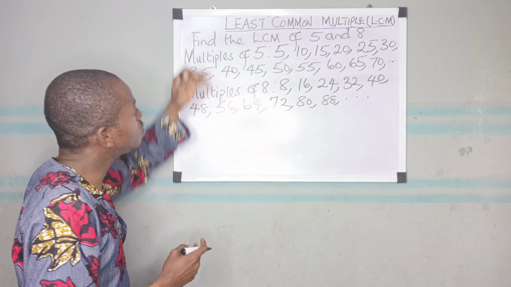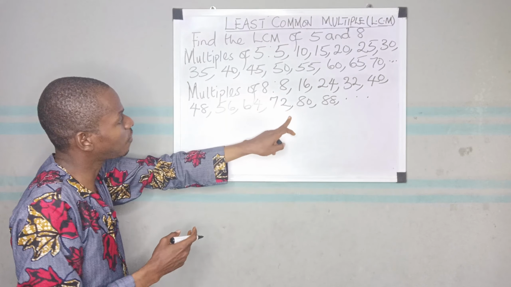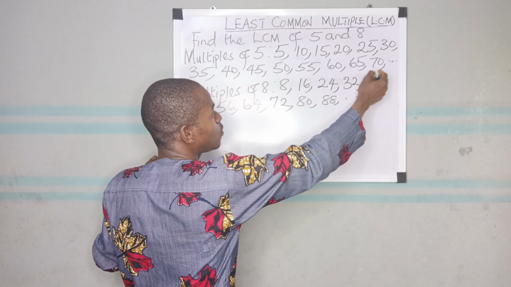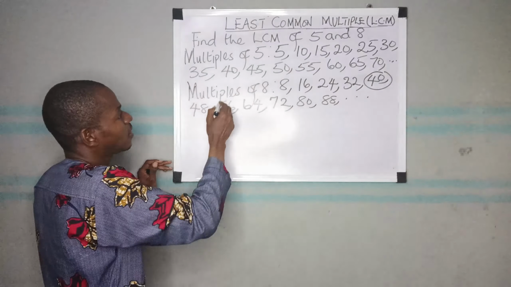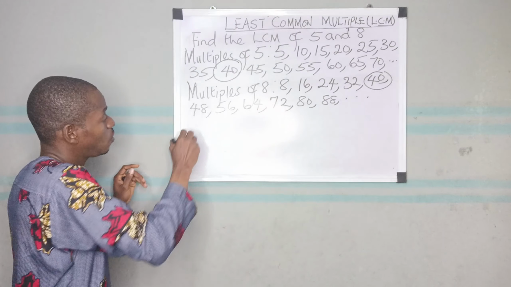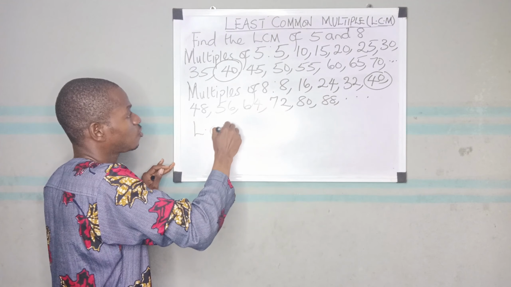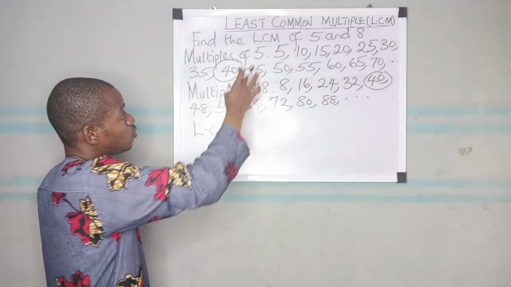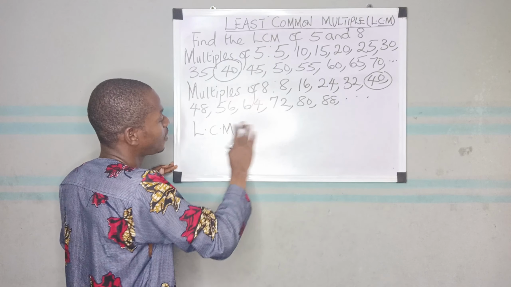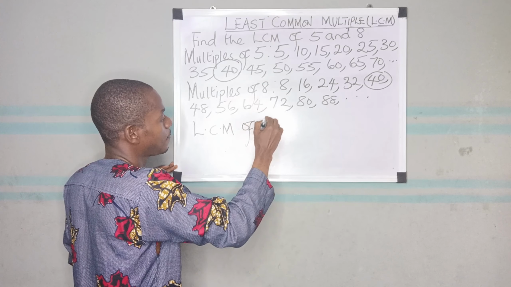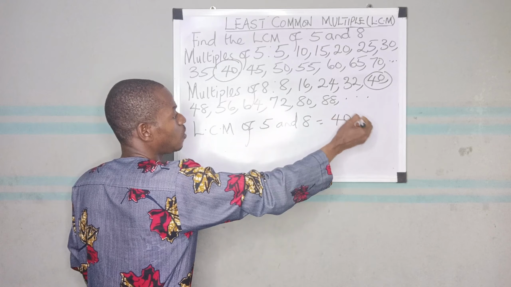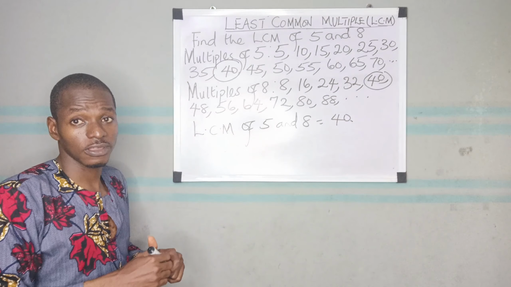Now, what are the common multiples I can find? I can find 40 here, and I can find 40 here. So therefore, the lowest common multiple, the smallest number that is common to 5 and 8, is 40. So the LCM of 5 and 8 is 40. That's that for the second example.